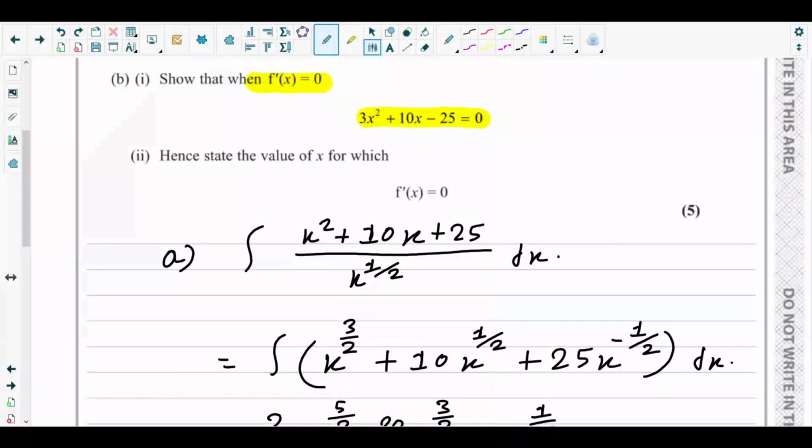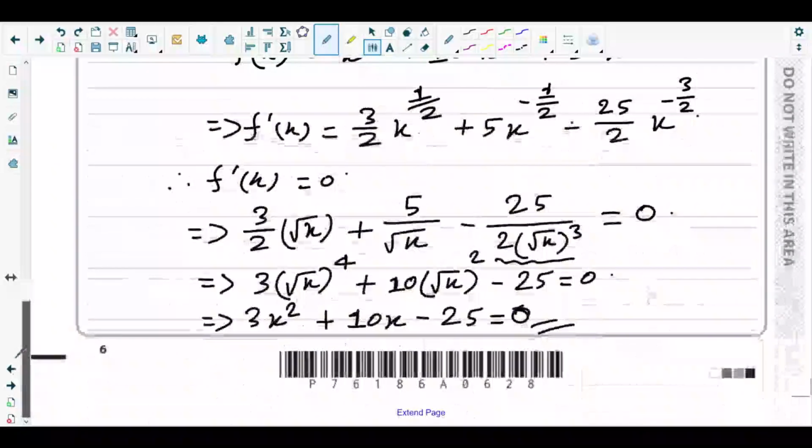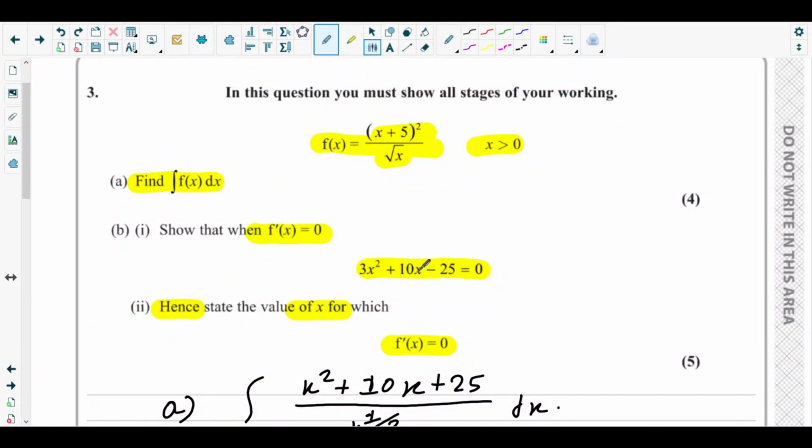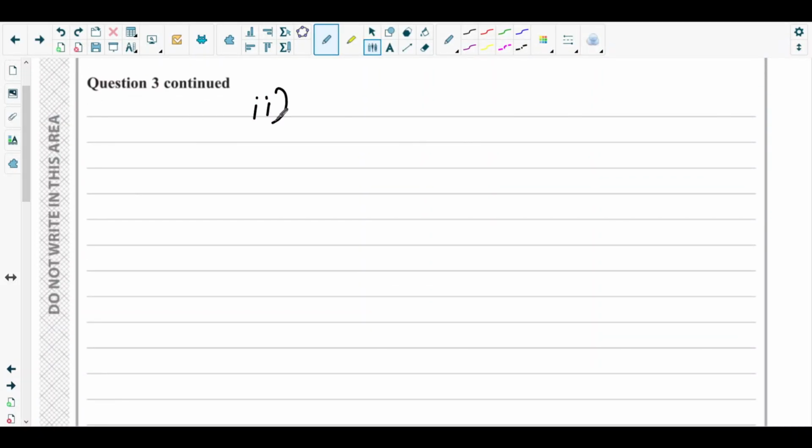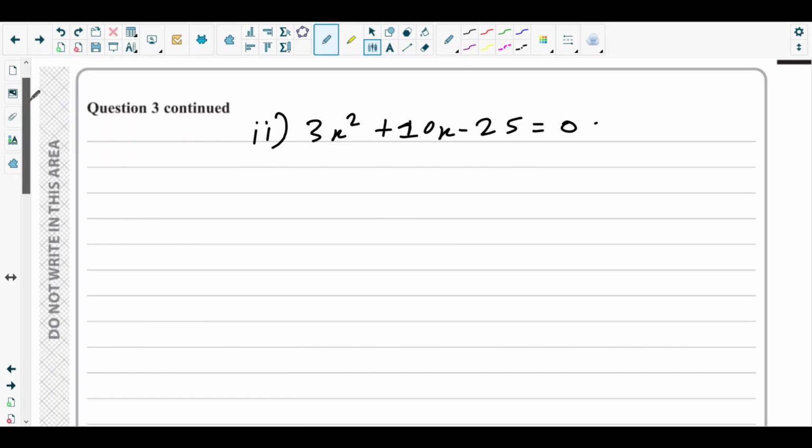Fine. Next is part B2. In part B2, they are saying hence state the value of x for which f dash x equals 0. Since they said hence, that means we need to use our answer from part B1. So in part B1 we got 3x squared plus 10x minus 25. So let's solve this quadratic equation. We got 3x squared plus 10x minus 25 equals 0.